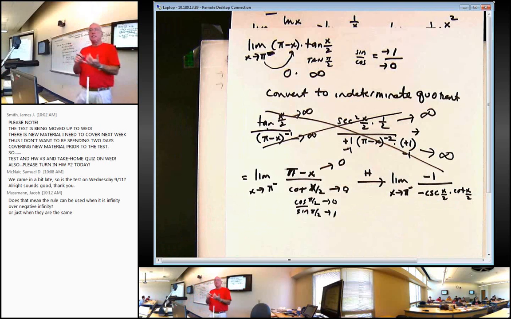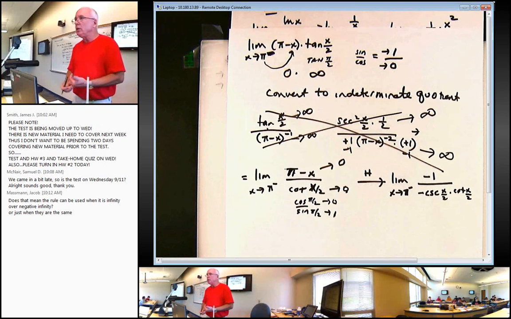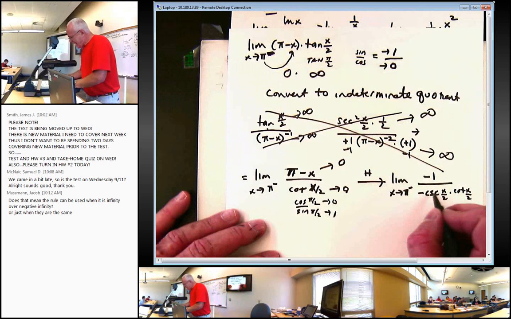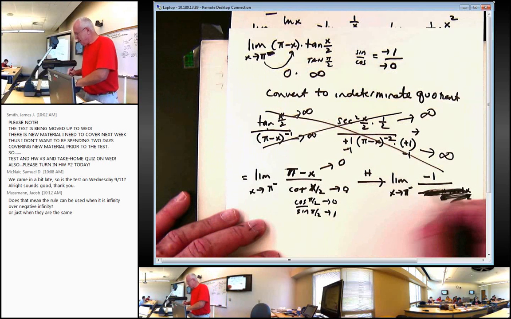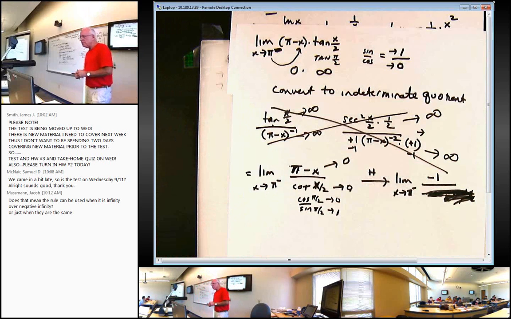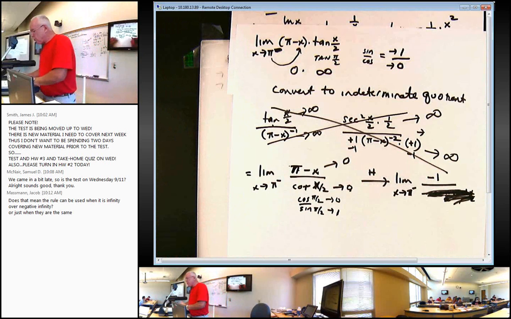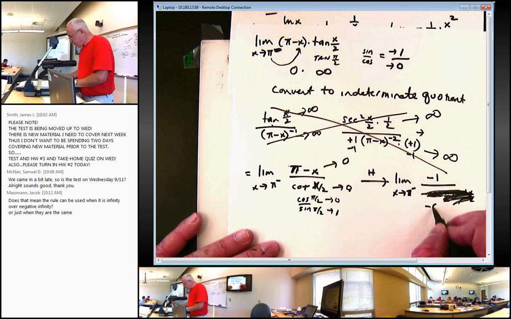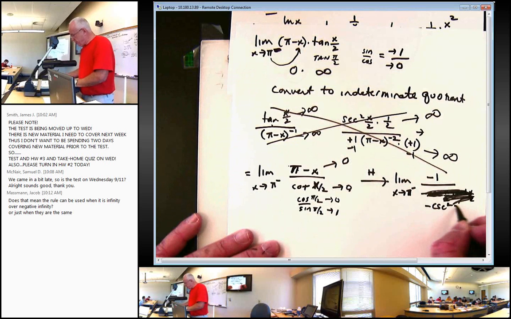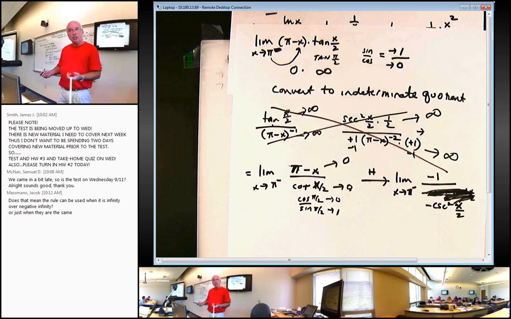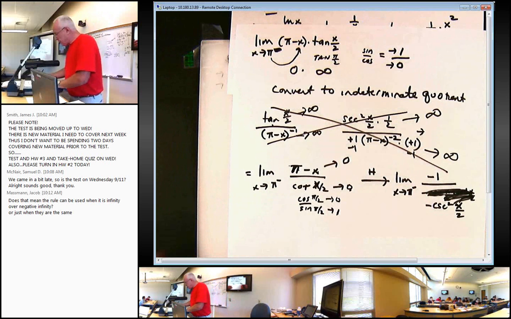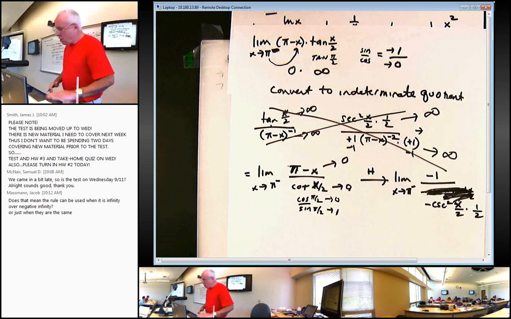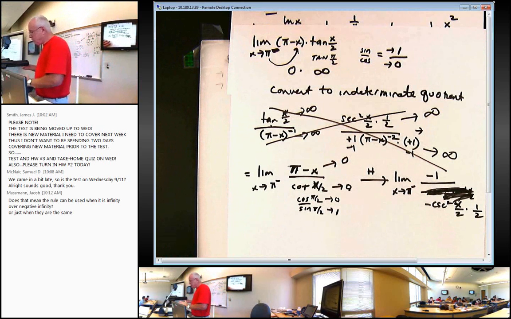So the derivative of the tangent is the secant squared. Oh, wait a minute. Whoa. Wait a minute. Yeah. Just forget what I just wrote there. The derivative of the cotangent is the negative cosecant squared of x over 2. And then we have to use the chain rule. So the derivative of x over 2 is 1/2. All right. Now, this is going to be nice here.